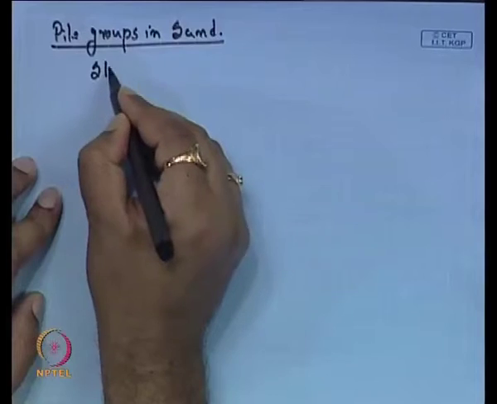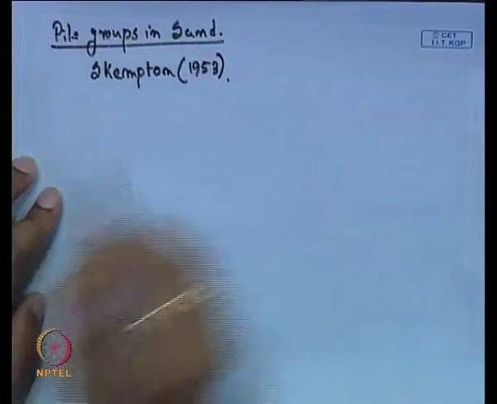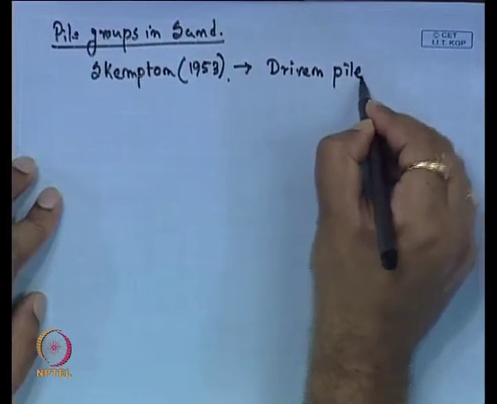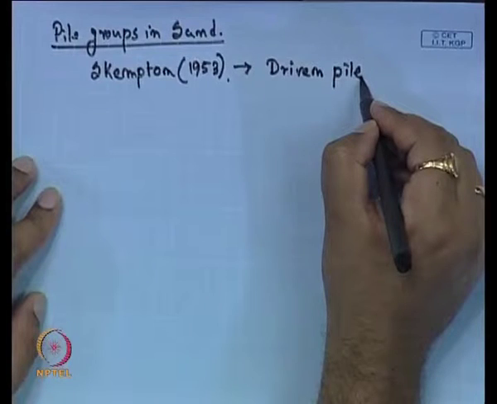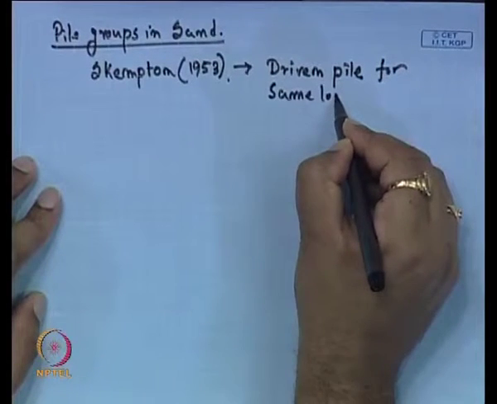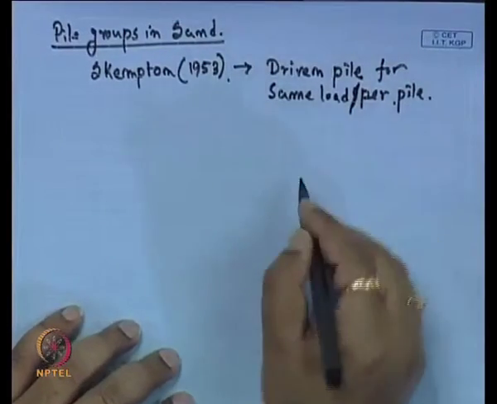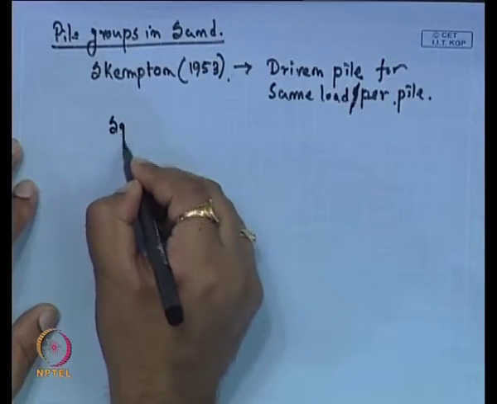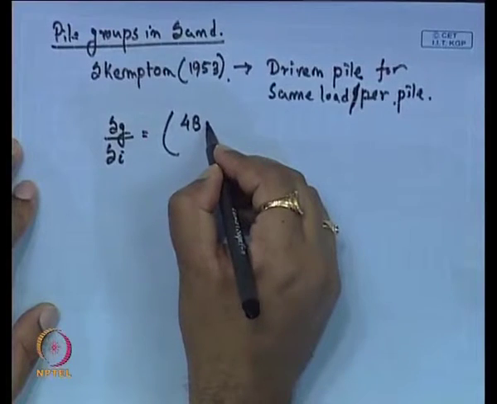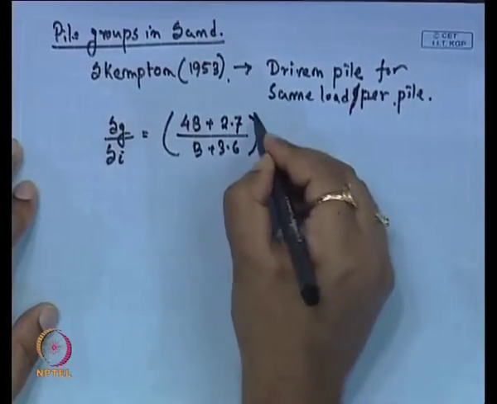Now, Skempton (1953) suggested that for the driven pile, for the same load per pile, that means all the piles are taking the same load, in that case S_G, the settlement of the group, divided by S_I, the individual settlement, is equal to (4B + 2.7) divided by (B + 3.6), whole squared.